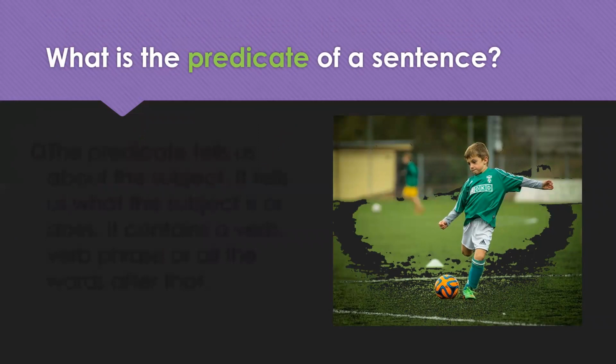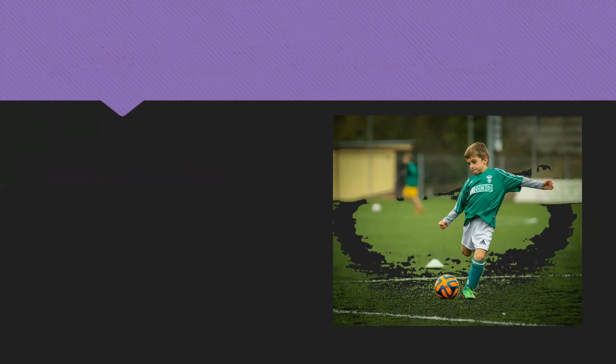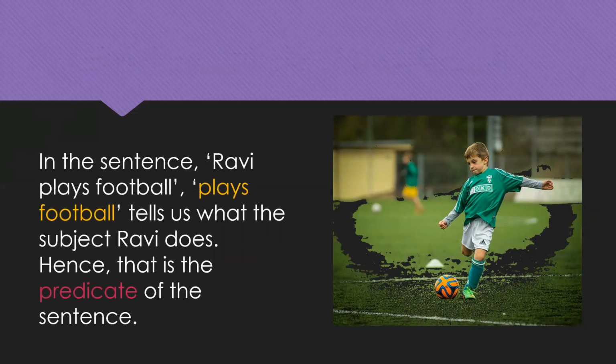What is the predicate of a sentence? The predicate tells us about the subject. It tells us what the subject is or does. It contains a verb, verb phrase, or all the words after that. In the sentence, Ravi plays football. Plays football tells us what the subject Ravi does. Hence, that is the predicate of the sentence.